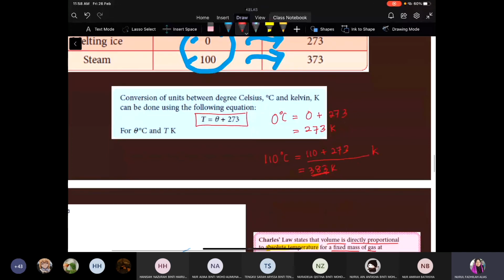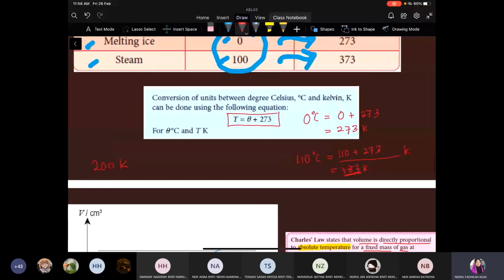But don't make mistakes. If you are given Kelvin, say you have 200 Kelvin, what's the value in degree Celsius? What you need to do? Minus 273. Yes, 200 minus 273. So what's the answer? Negative 73 degrees Celsius.